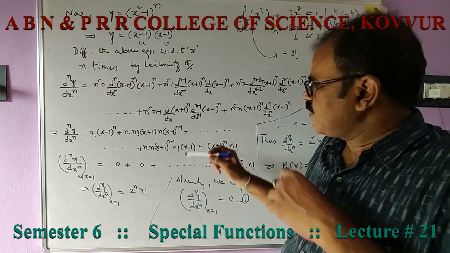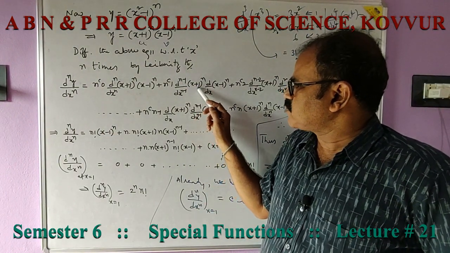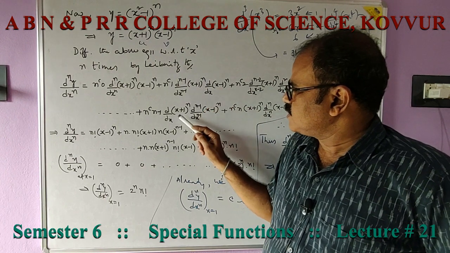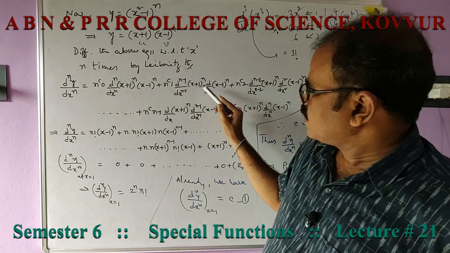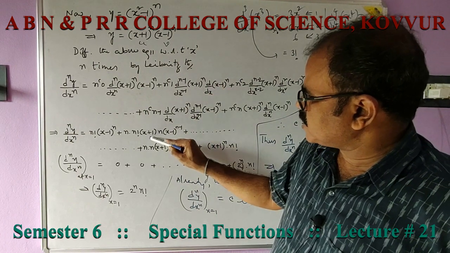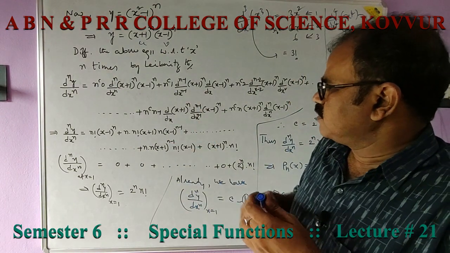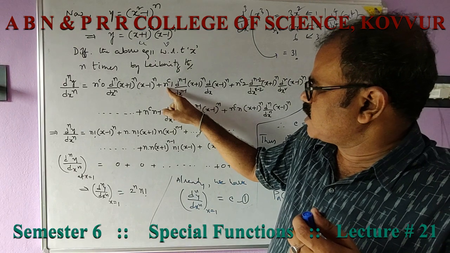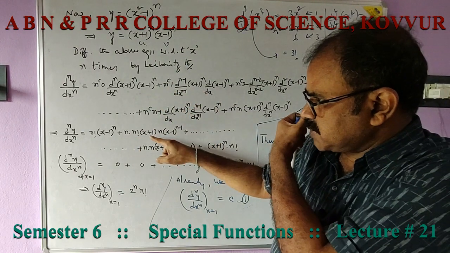In the same way, here the (n minus 1)th derivative of (x plus 1)^n is n factorial into (x plus 1). This is this nC1, and this one is n factorial into (x plus 1).